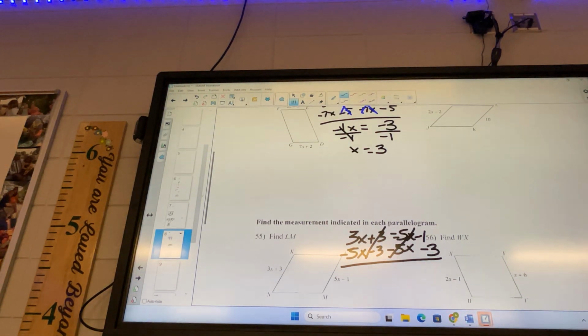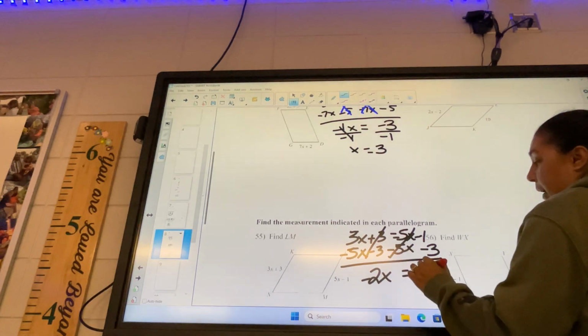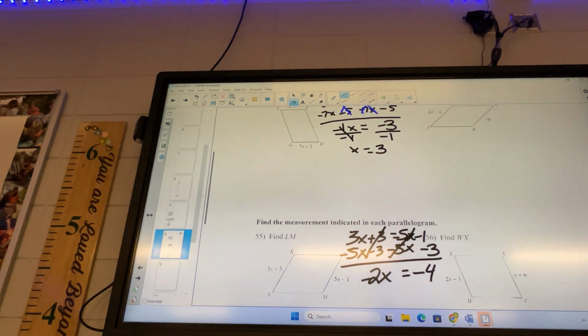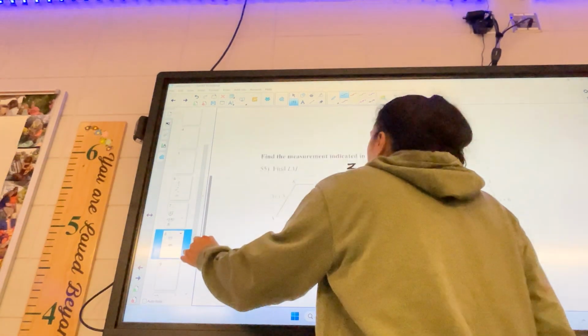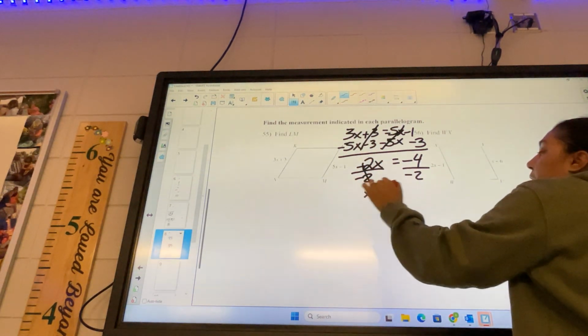So 3 minus 5 is going to be negative 2. Negative 1 minus 3 is going to be negative 4. Divide by negative 2. So we get x equals 2.